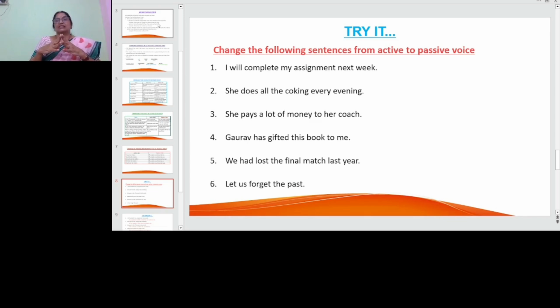"Gaurav has gifted this book to me." Gifted is in the past tense, but it says "has gifted," so this is present perfect tense. "We had lost" is past perfect tense. Whenever you get perfect tense, in the passive voice you get "been." Future tense, you get "be." For continuous tense, you get "being." "Let's forget the past." What sentence is that? It is an imperative sentence where there is no subject. So, how to use it? You know it. You can check the other slide and do it.